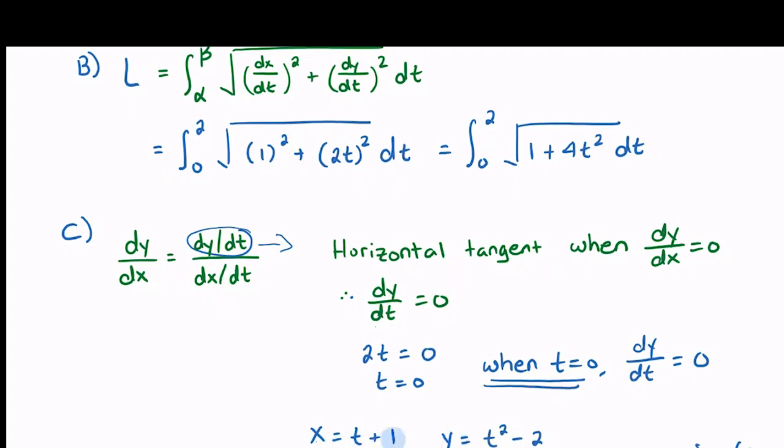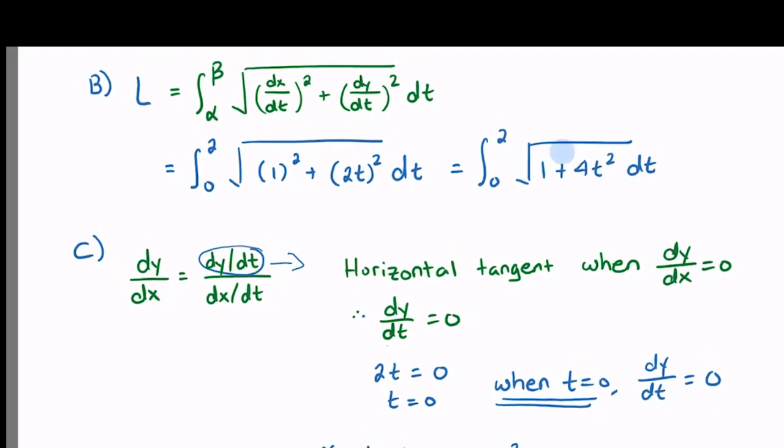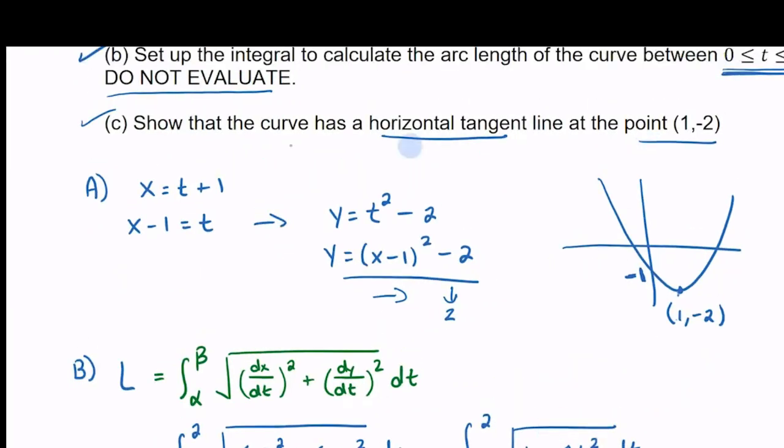X in general is t plus 1, y in general is t squared minus 2. If I plug in 0, I get an x value of 1. If I plug in 0 here, I get a y value of negative 2. So therefore, the point where we have a horizontal tangent is 1, negative 2, and that's exactly what they asked us to show. So that takes care of part C.